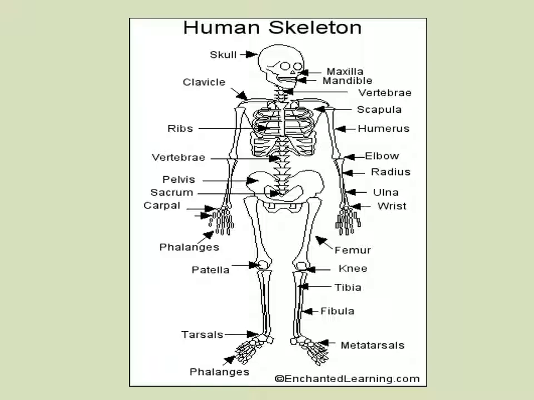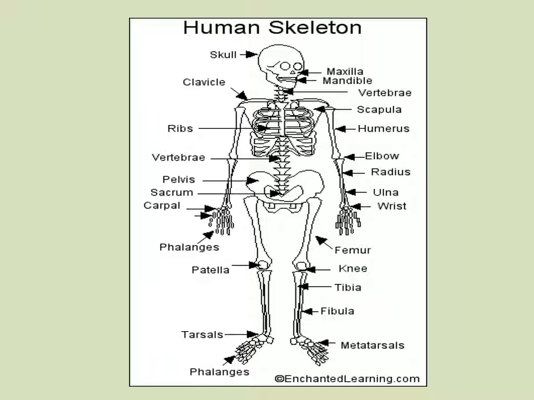The top part of the spine is the cervical spine. The middle part of the spine is the thoracic spine. And the low part of the spine is the lumbar spine. And we'll go over that more during our spine lecture. But each individual spinal bone is called a vertebra.